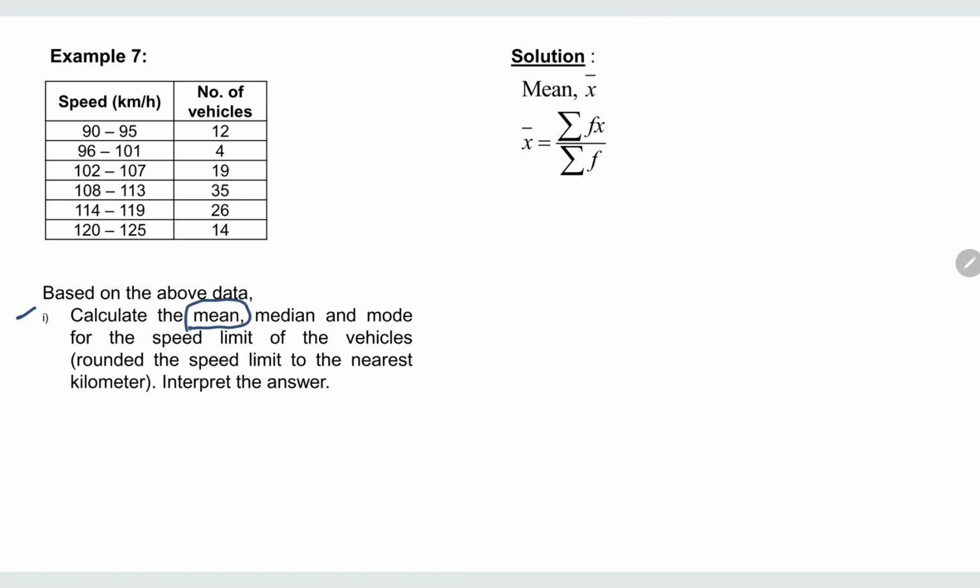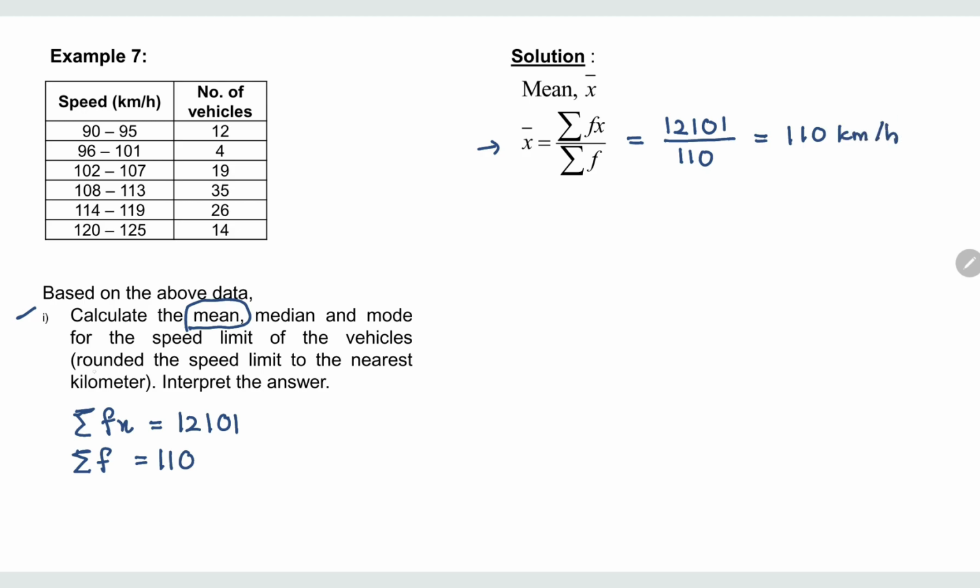Still on question 1, let's calculate the mean. To calculate the mean, we should know this formula: x bar equals the summation of fx divided by the summation of f, where the summation of fx is 12,101 and the summation of f is 110. We substitute these two pieces of information into the formula. 12,101 divided by 110, you should get 110 km per hour after we rounded the speed limit to the nearest kilometer. Then you must interpret the answer.